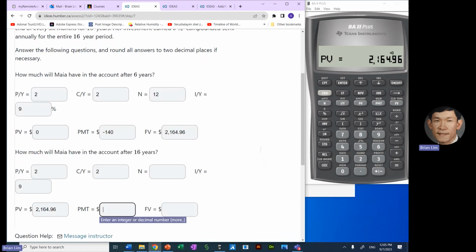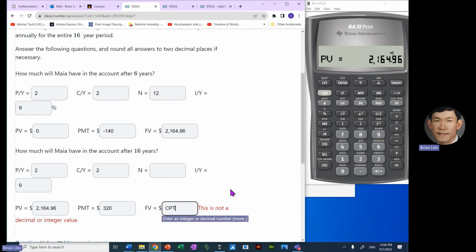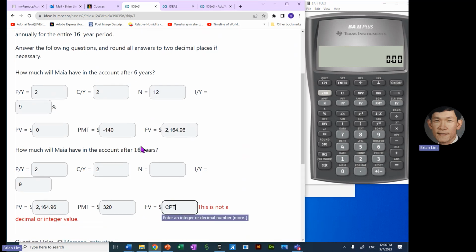As previously happened, we now know that payment and present value have to be the same sign. We are computing the future value. So here we go. Second, IY, PY is 2, CY is also 2, and we are finished. We can quit there. Now, N, we have to use what? 16 years in the account after 16 years?